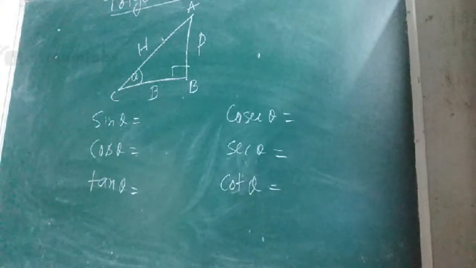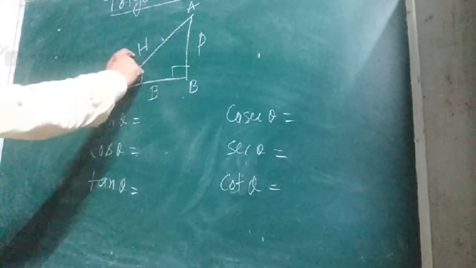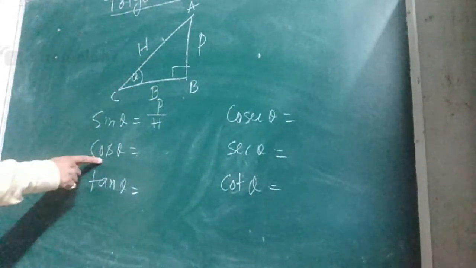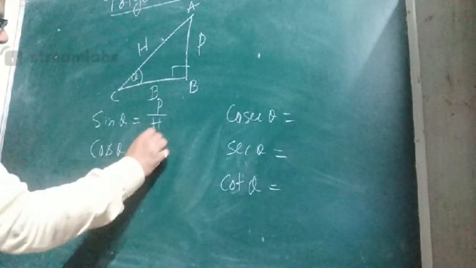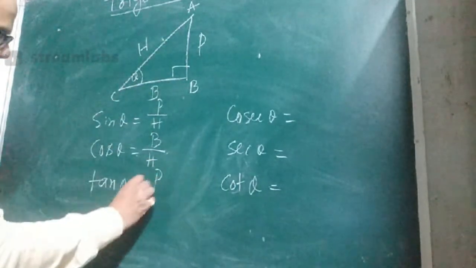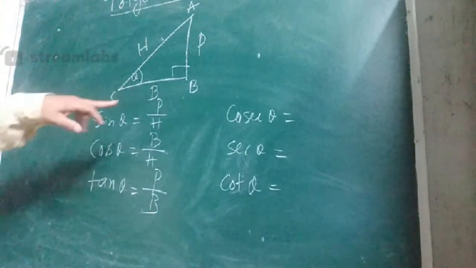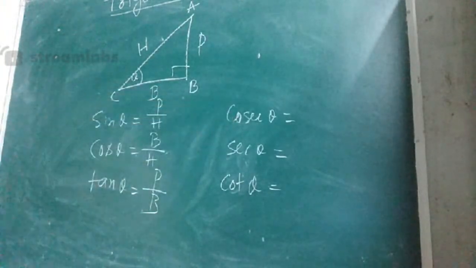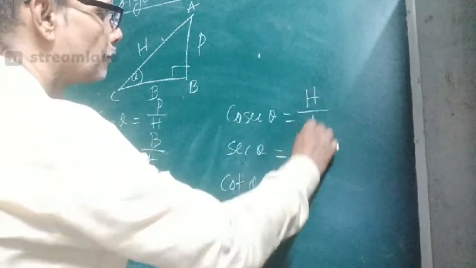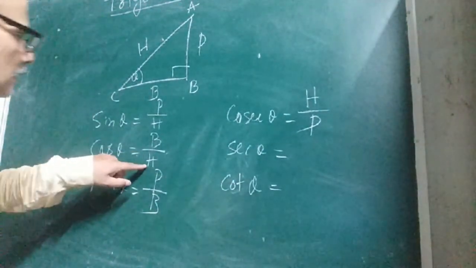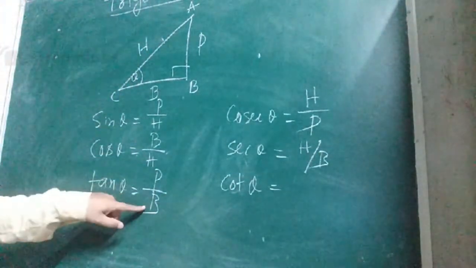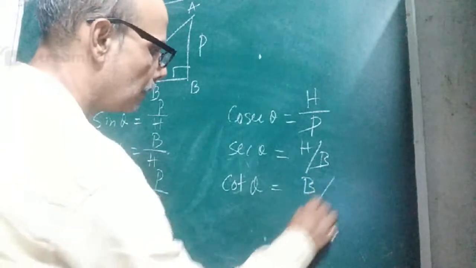Now the formula for sine theta is P by H, means perpendicular upon hypotenuse. Cos theta is base upon hypotenuse. And tan theta is perpendicular by base. Now just opposite to sine theta is cosec theta. So if it is P by H, it must be H by P, just the reciprocal. If it is B by H, then it must be H by B. If it is P by B, then it must be B by P.